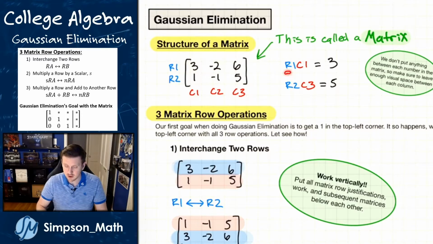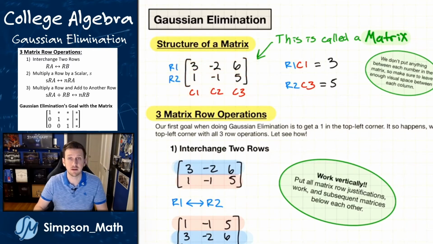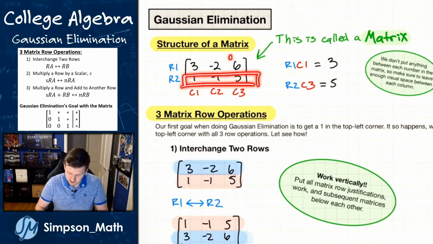We have a notation for identifying each item in our matrix. So if I was to say row 1, column 1, what is in row 1, column 1? Well, that would be this 3. It is in the first row, and it is in the first column, so that's that 3. Well, what would be in row 2, column 3? Row 2 and column 3, so it's this 5.